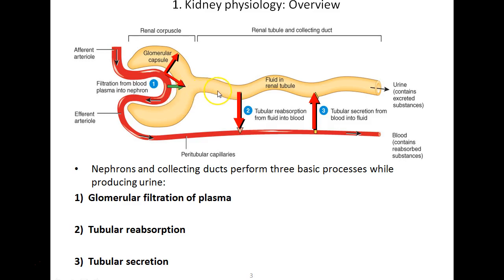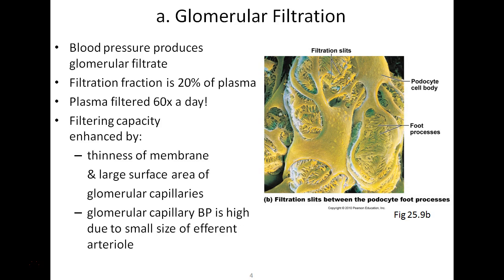Then we move along to the tubules, and we see tubular reabsorption is going to happen. So some of those substances are going to be reabsorbed back into the bloodstream. And then we have tubular secretion, where once again things go from the blood back into a renal tubule, thus making urine. So let's take a closer look at each one of those three steps. Let's look at glomerular filtration.